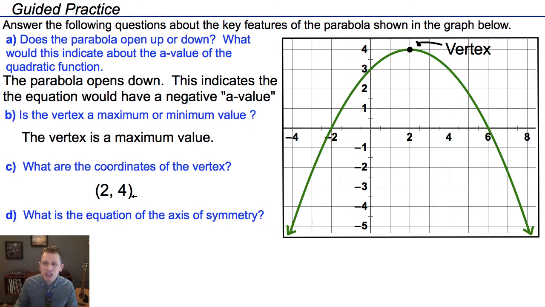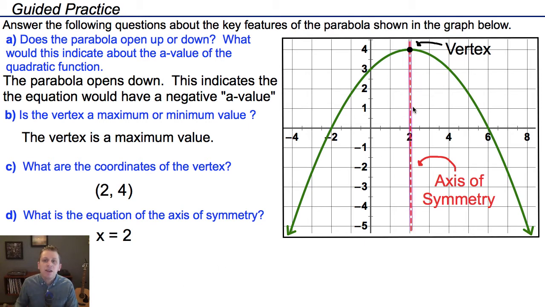What is the equation of the axis of symmetry? Remember, the axis of symmetry is a vertical line that cuts this parabola in half, and it's always x equals some number. Here, the equation of the axis of symmetry is x equals 2. That's the vertical line that cuts this parabola in half. Notice, if I was to move this line, none of these other spots would create two matching halves. The equation has to be x equals 2 in order to create two matching halves.